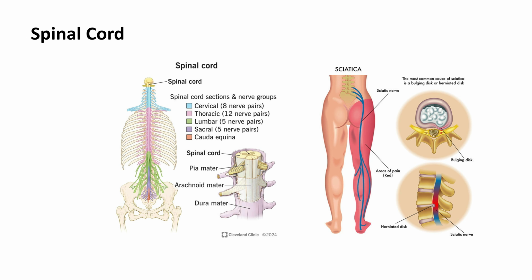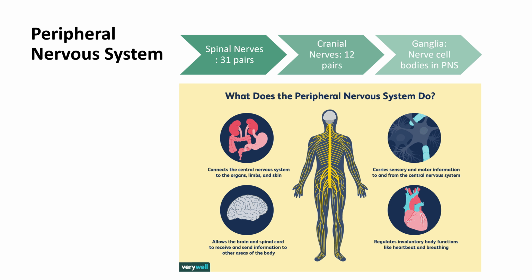The function of your spinal cord is going to be to carry information to and from the brain and body parts not served by your cranial nerves. We are going to get into your cranial nerves. It is a very important aspect to remember for the CST exam. So your peripheral nervous system is going to be made up of your spinal nerves, your 31 pairs, your cranial nerves, which is 12 pairs, and your ganglia, which is your nerve cell bodies in your PNS.